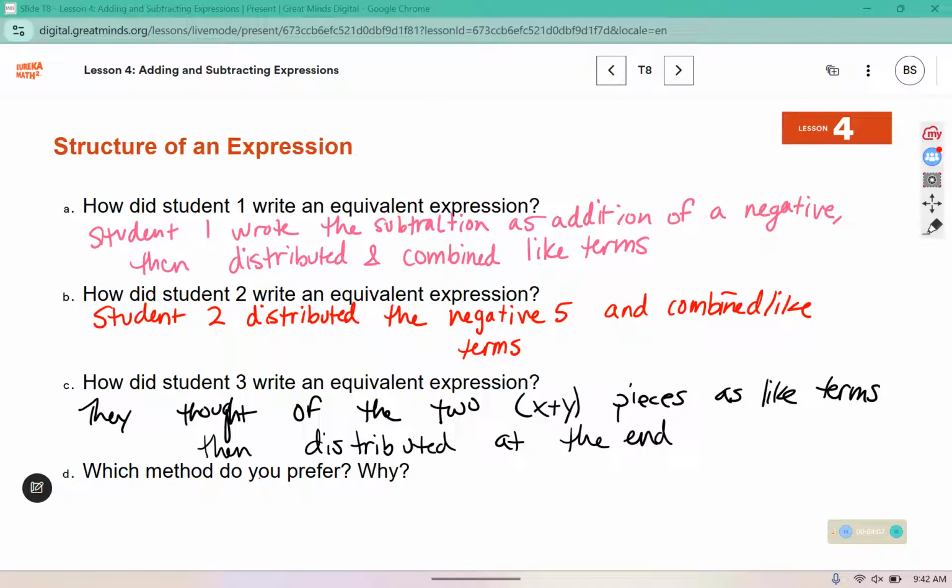Which method do you prefer and why? I would probably go with student 2's choice just because it's something that I'm familiar with and it works. Student 3's method is fast, but it's a little bit harder to identify in certain cases.